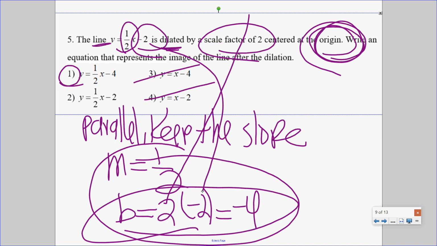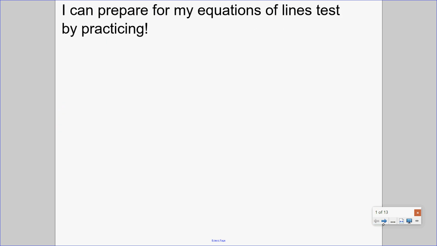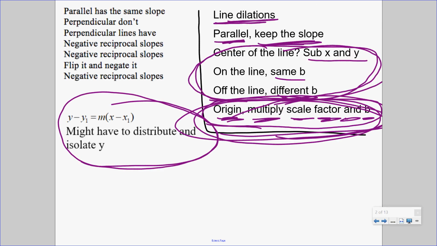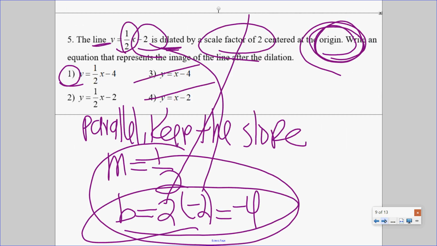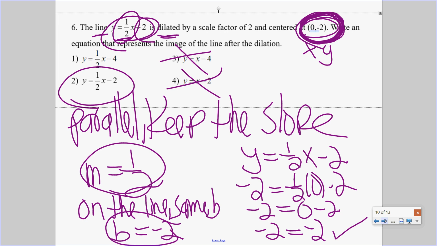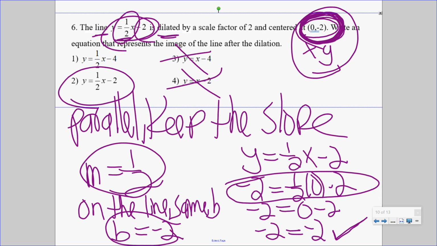The other circumstance, centered on the line, sub x and y. That's what I did in number 6. It was not origin, so I'm not multiplying scale factor in b. I have to determine if the center is on the line, so I replaced x with 0 and y with negative 2. I did that right here. It equaled out, which means the center is on the line, which means that it has the same b, same equation, same slope, same y-intercept.